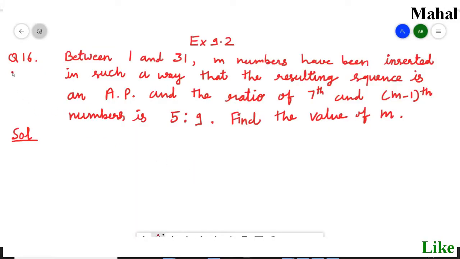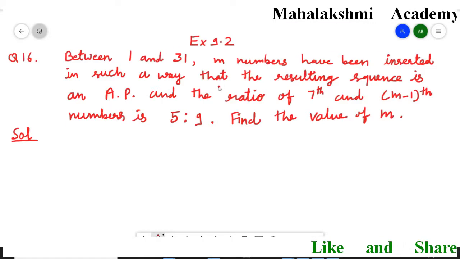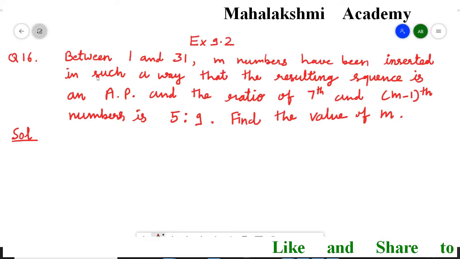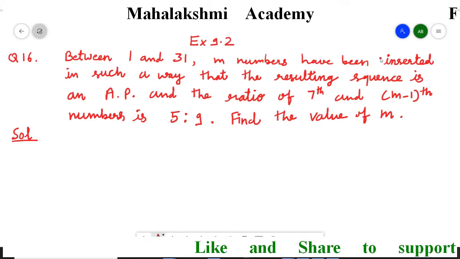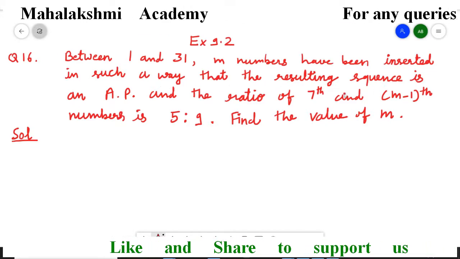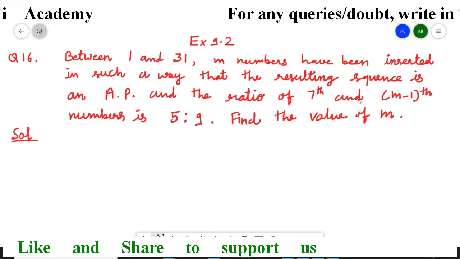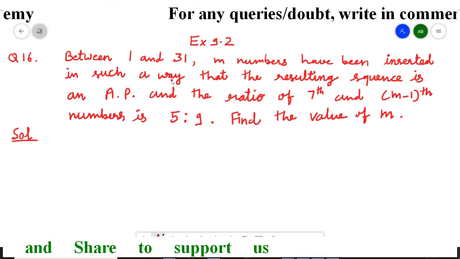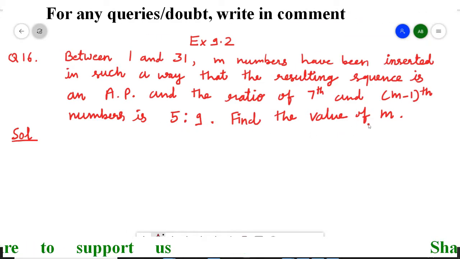Hello everyone, I am going to explain question number 16 from exercise 9.2, and this question belongs to 11th class maths. Between 1 and 31, m numbers have been inserted in such a way that the resulting sequence is an AP and the ratio of the 7th and (m minus 1)th number is 5:9. Find the value of m.